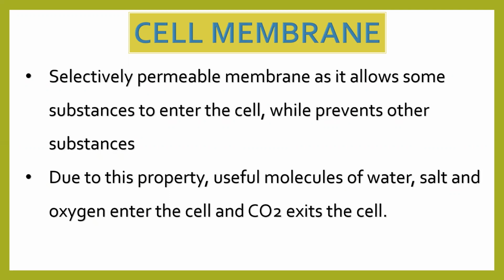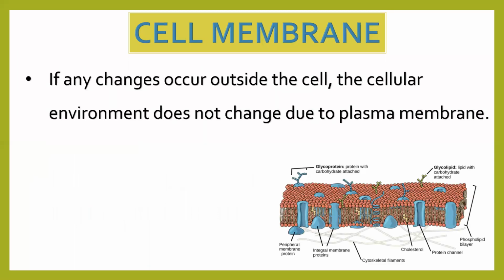Due to this property, useful molecules of water, salt, and oxygen enter the cell, and CO2 can easily exit the cell. Now I am going to explain the diagram which we were supposed to learn. This was the diagram shown to you all, showing how it is a bilayer membrane. Bilayer is a double membrane. So if there are any changes outside the cell, the cellular environment does not change. Why? Because the plasma membrane is acting as a protective shield to the cell.